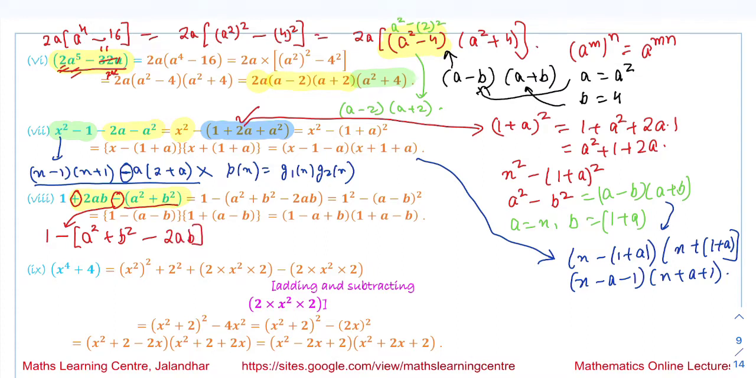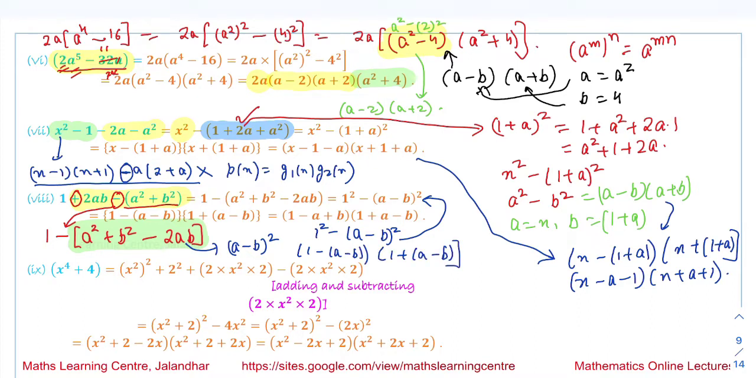This term, a square plus b square minus 2ab, is the formula for a minus b whole square. So our question becomes 1 minus a minus b whole square. This is again of the form a square minus b square. So the answer is 1 minus a minus b into 1 plus a minus b.